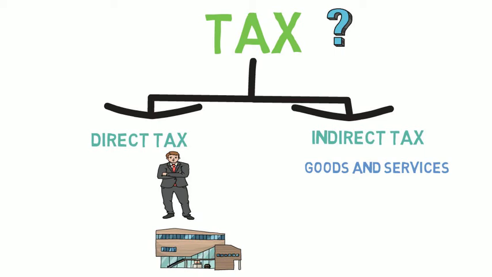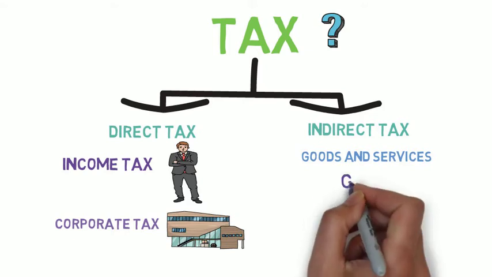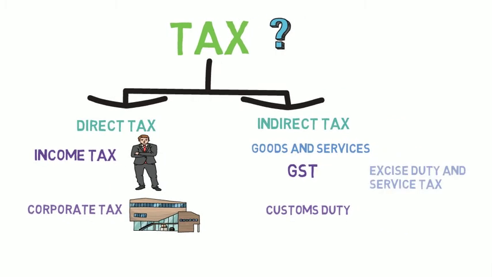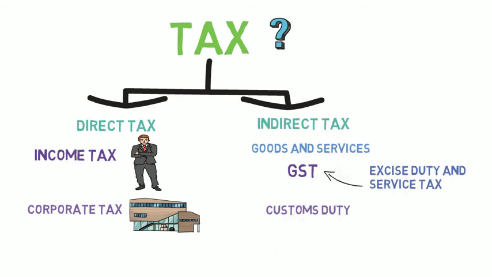Direct tax includes the income tax, which is taxed on an individual's annual income, and corporate tax, which is taxed on a company's annual net profits. Indirect tax includes the GST, which is taxed on the supply of goods and services, customs duty, which is a tax levied on imports and exports, etc. Excise duty and service tax were subsumed in the GST in 2017.